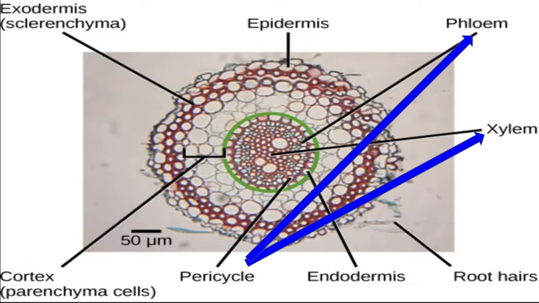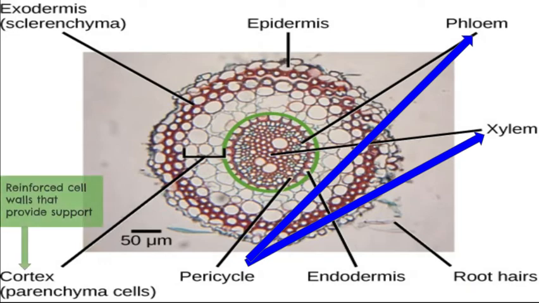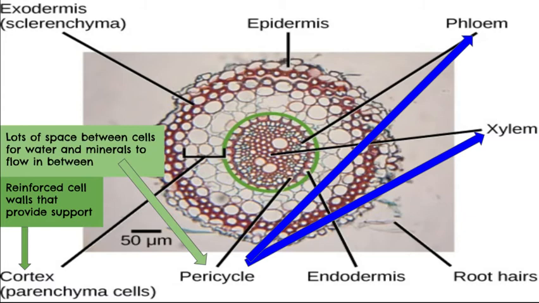In this cross-section of the main parts of a root, you can see that inside the pericycle, we can find the vascular tissue, xylem and phloem. Also notice the cells in the cortex have reinforced walls that provide support. There are lots of spaces between these cells, so water and minerals can flow through the pericycle easily.